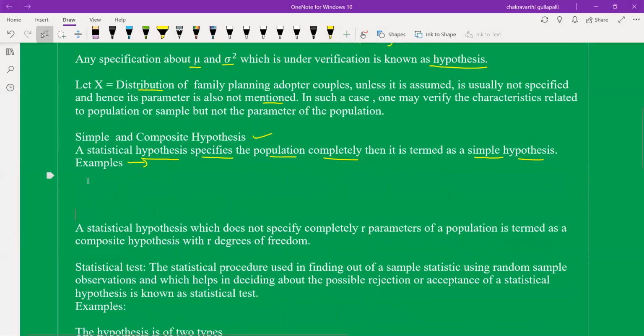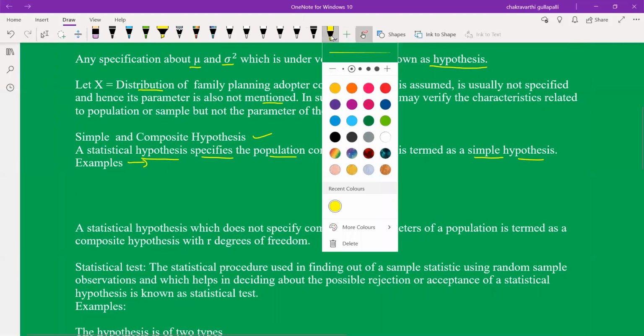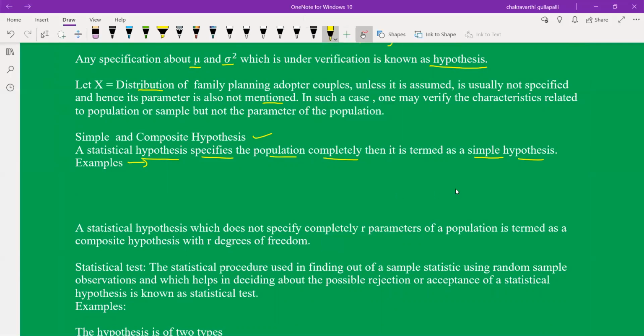A few examples for the simple hypothesis. For example, X follows N of mu comma sigma square. Now, the hypothesis, denoted H, completely specifies the parameters. Mu is equal to mu naught. Sigma square is equal to sigma naught square.